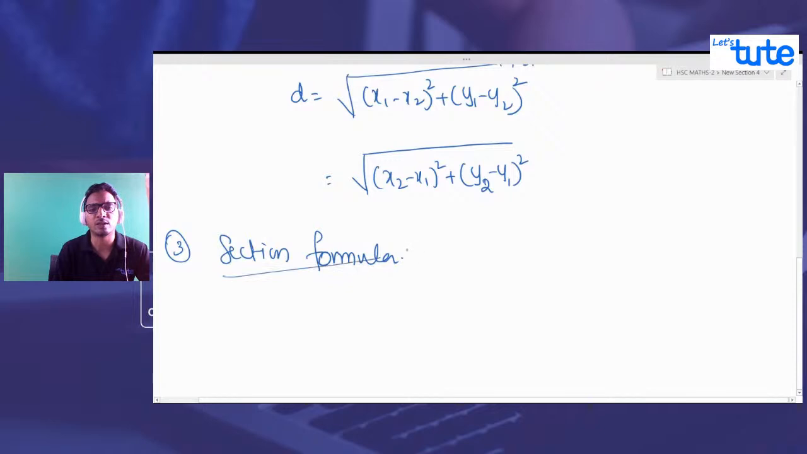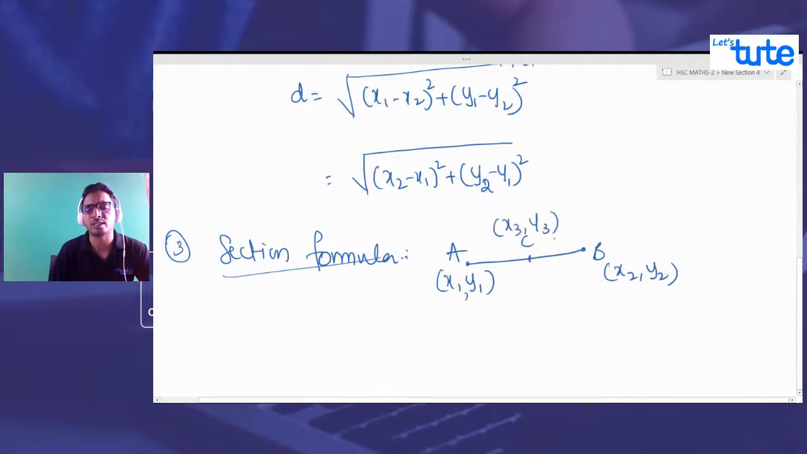In section formula, we have seen that if we have a line segment joining 2 points, say A and B, and the point A may be (x1, y1) and point B be (x2, y2). Suppose we have a third point C, which is (x3, y3), and say C is dividing the line segment in the ratio m is to n. Then using these ratio m and n, we can find the coordinates of the third point, which is dividing the line segment AB. That's what we have seen.